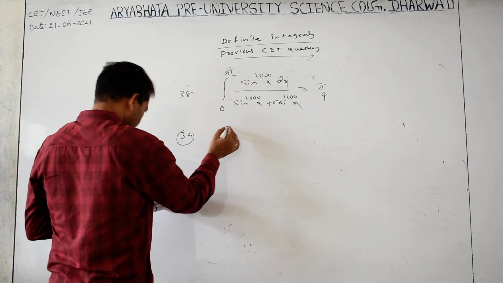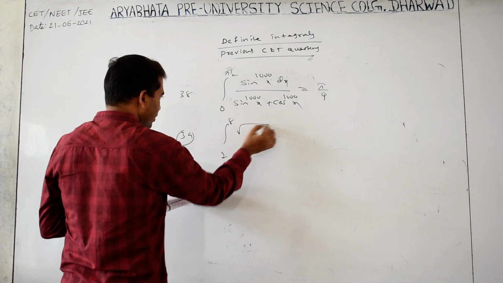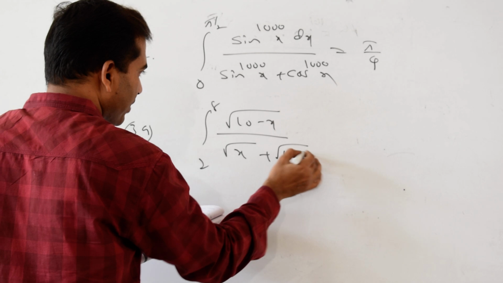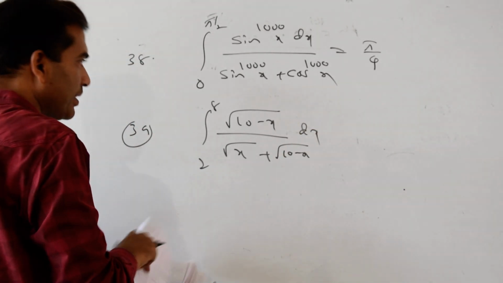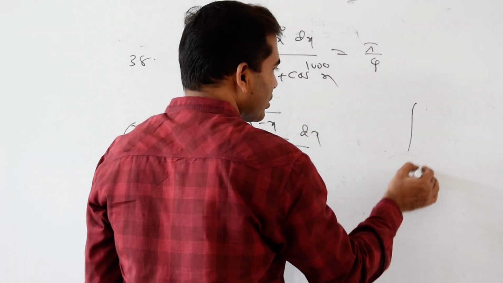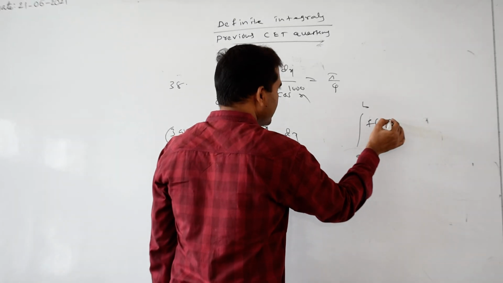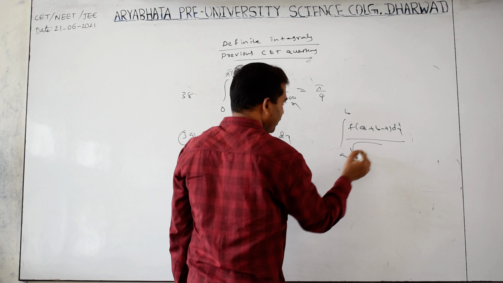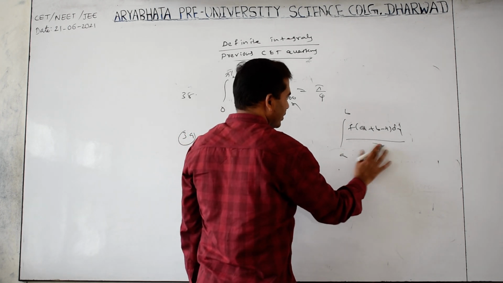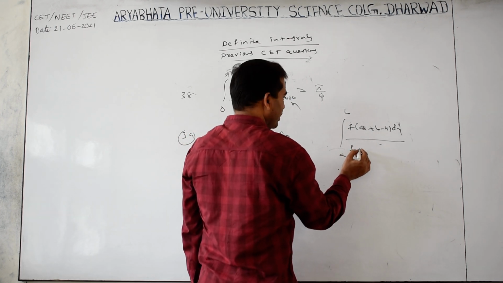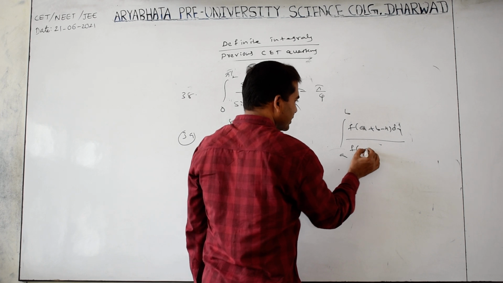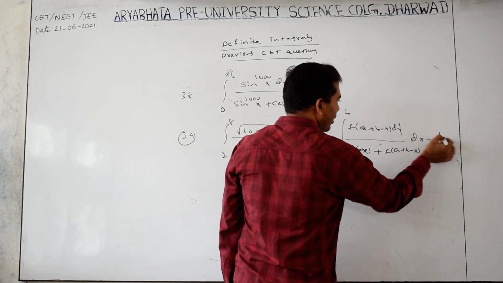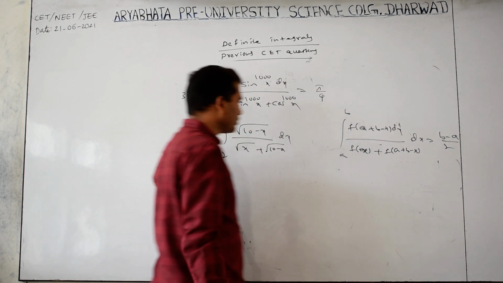39. Integration of 2 to 8 of root of 10 minus x by root of x plus root of 10 minus x dx. Tell me, there is a direct formula: integration of a to b of f of x dx by f of x plus f of a plus b minus x. In that case the answer is b minus a by 2.